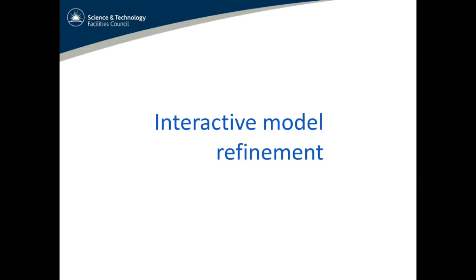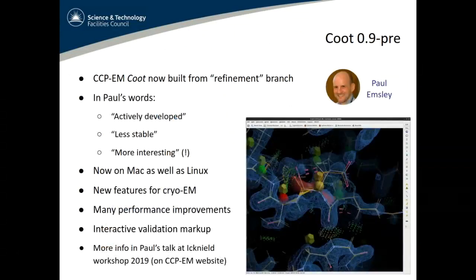Moving on to the interactive model refinement stage. For that, the tool we include is Coot. This is Coot version number 0.93, so this is the kind of pre-release of 0.9, which Paul is currently working on. And this is the branch that he calls the refinement branch. In his words, this is actively developed, less stable and more interesting.